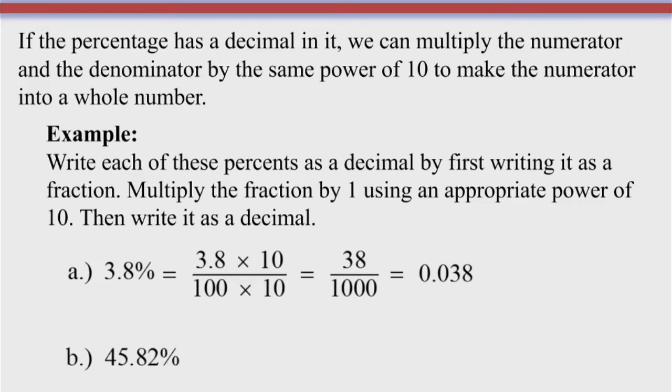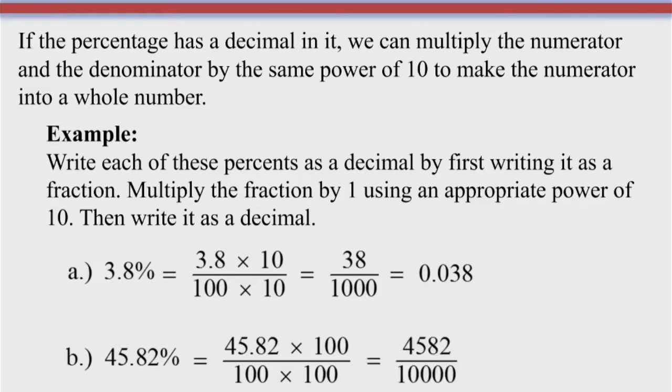45.82%, we need to multiply top and bottom, or numerator and denominator, by 100, and we get 4,582 divided by 10,000. And that's simply 0.4582.